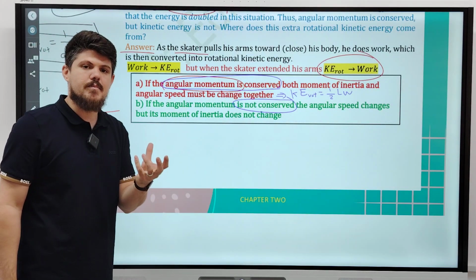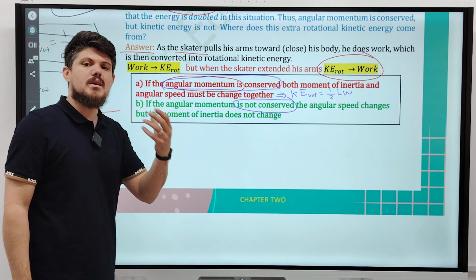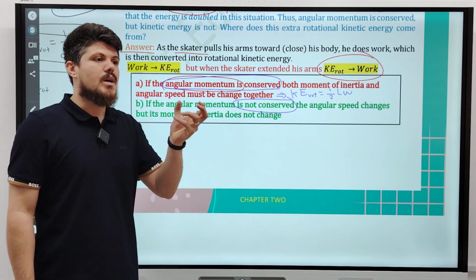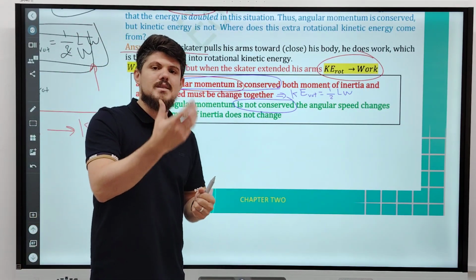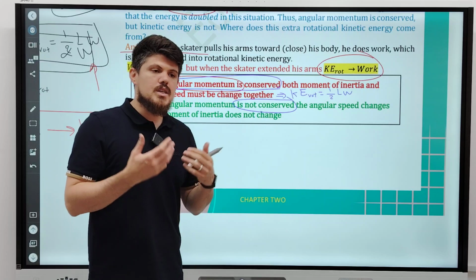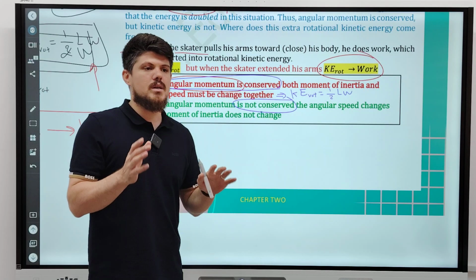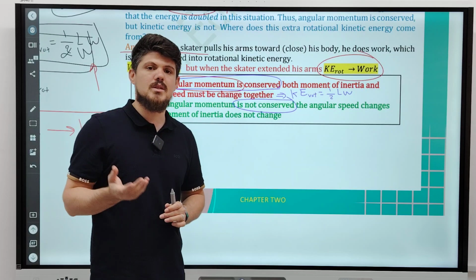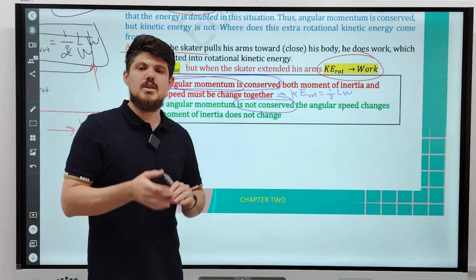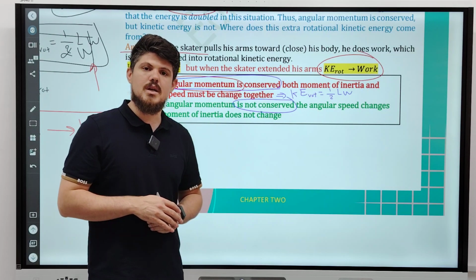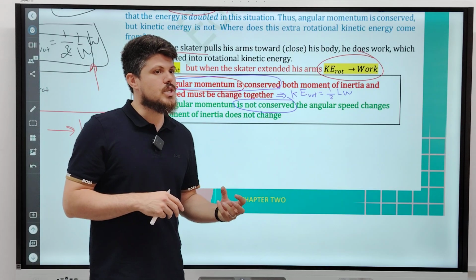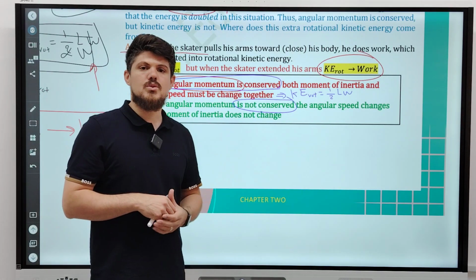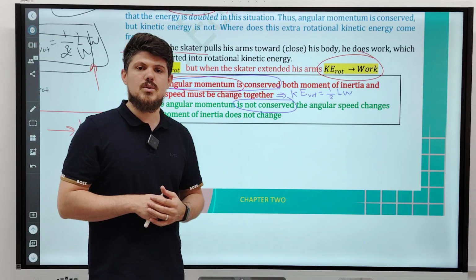Like a rigid body, like a merry-go-round, like a ceiling fan. For the ceiling fan, if you try to increase its angular speed, does its moment of inertia change during rotation? Absolutely no. Why? Because the ceiling fan is a rigid body. Its moment of inertia doesn't change by changing its angular speed. When the angular speed changes, angular momentum also changes. Why? Because the moment of inertia is constant.